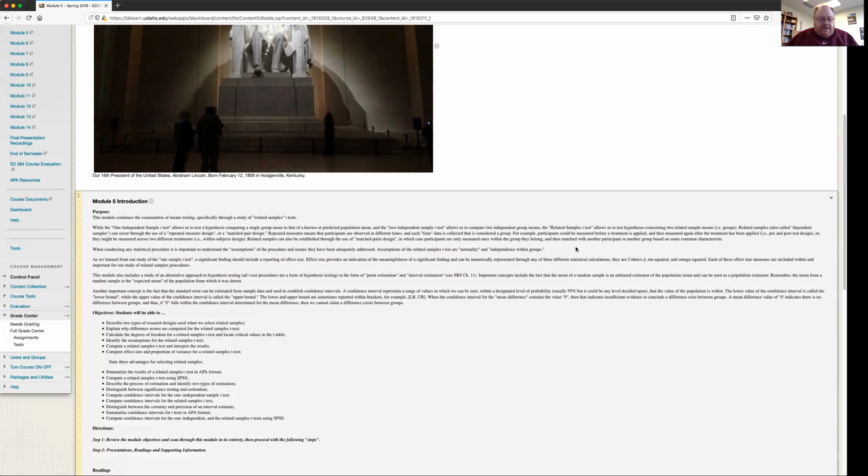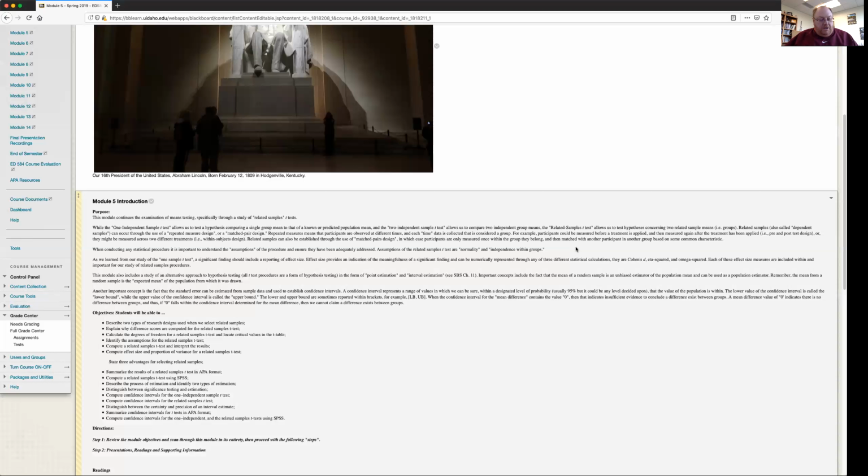Another important concept is the fact that the standard error can be estimated from sample data and used to establish confidence intervals. A confidence interval represents a range of values in which we can be sure within a designated level of probability, usually 95%, but it could be any level decided upon, that the value of the population is within that interval. The lower value of the confidence interval is called the lower bound, while the upper value of the confidence interval is called the upper bound. The lower and upper bounds are sometimes reported within brackets.